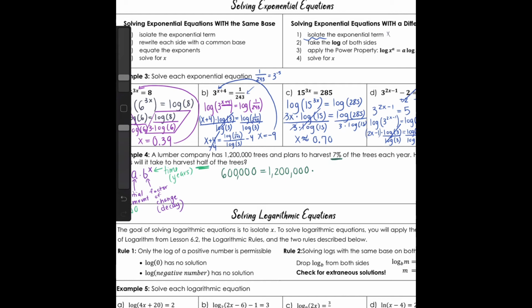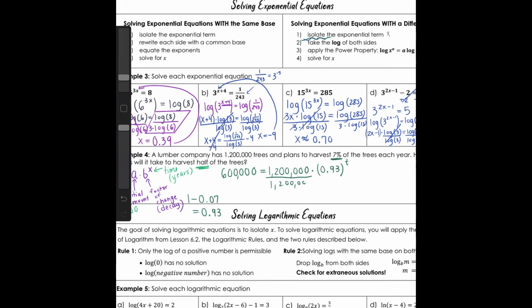So if you remember back to when we first started learning about exponential functions and growth and decay, we have to convert our rate into a decimal, and then if it's decay, we have to do 1 minus that rate. So that's going to come out to be 0.93. Because it's decay, you have to subtract from 1. If it were growth, you'd have to add 1. And that is our b value. And then, of course, we have to put it to t for time. And our goal is to isolate t.